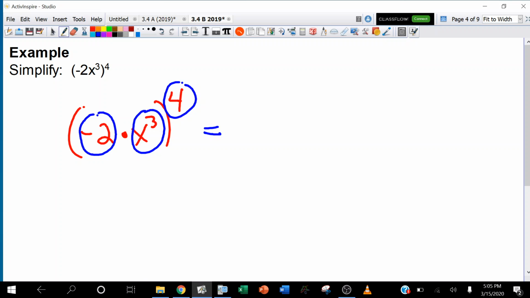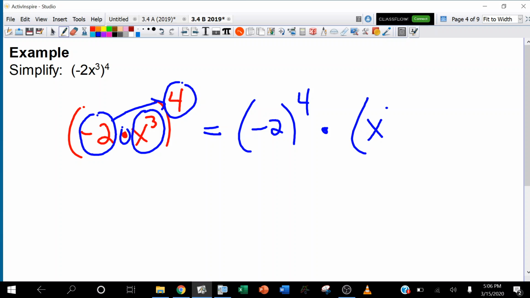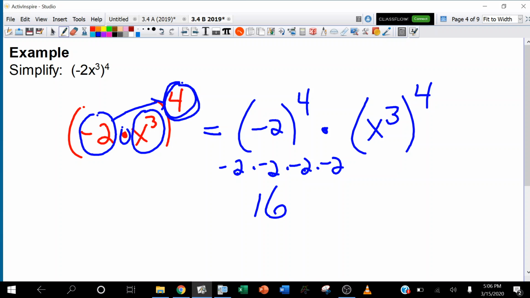So I'm going to start with the negative 2 to the 4th power, times x cubed to the 4th power. Really what I'm doing is taking the terms inside the parentheses, breaking those up, and taking both of them to the 4th power. Negative 2 to the 4th just means negative 2 times itself 4 times. So negative 2 times negative 2 times negative 2 times negative 2 is positive 16.